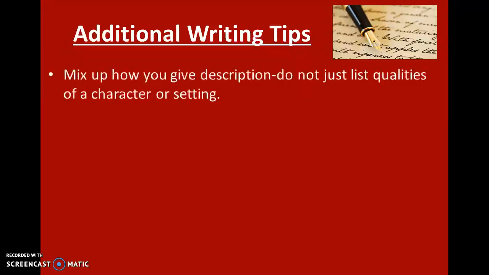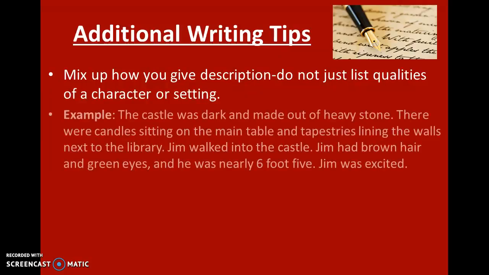Also try to mix up how you give description. Try not to just list qualities of a character or setting, because this can be, again, boring for a reader when you're spending way too much time talking about a character or a scene when you can do it a different way. So if you read the example I came up with, it says, the castle was dark and made out of heavy stone. There were candles sitting on the main table and tapestries lining the walls next to the library. Jim walked into the castle. Jim had brown hair and green eyes, and he was nearly 6'5". Jim was excited. Now, this paragraph is almost all description, and there's no action really occurring.